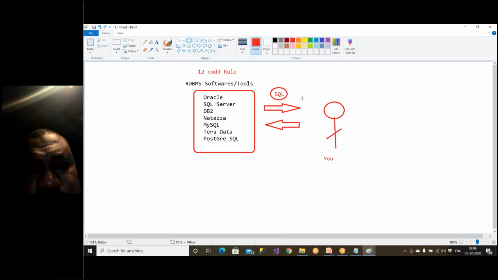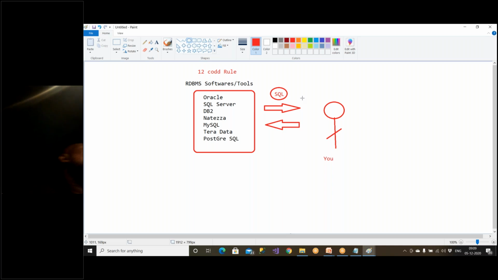I can interact with you in English, right? I can interact with you in Chinese. I can interact with you in my own language. So there has to be a language for the interaction. So Oracle is not a language. Be clear. Oracle is a software. SQL Server is a software, and RDBMS is a concept. So Oracle is an RDBMS software.